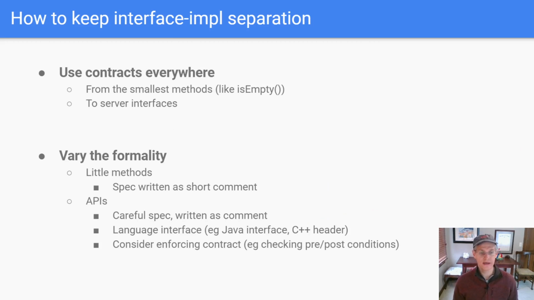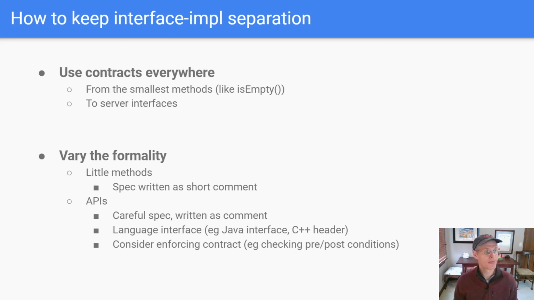So here's how you keep an interface implementation separation going. First thing is use contracts everywhere, from the littlest methods like isEmpty all the way up to server interfaces. But what you do is you vary the formality depending on where you are, what seems appropriate. So for example, little methods, you're really shooting for one-liners on these things, one or two-liners. And part of that is you are seeking simplicity, and if you are successful in finding the simplicity, then you're able to write a simple contract, okay? And if not, you really start to ask yourself, can't I find it? Or maybe I just want to write a lousy contract on this, okay?